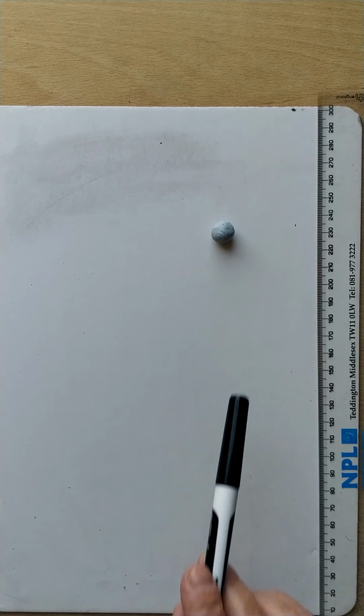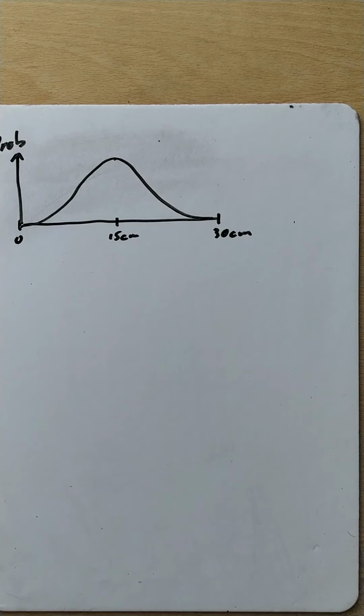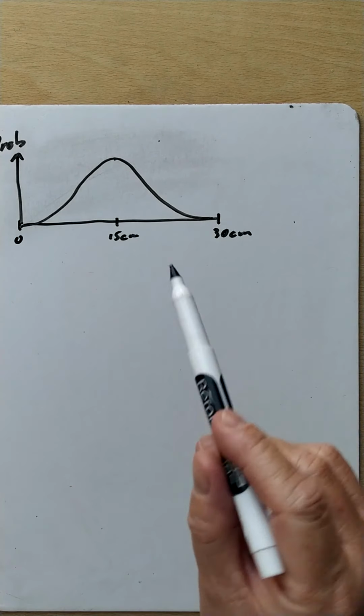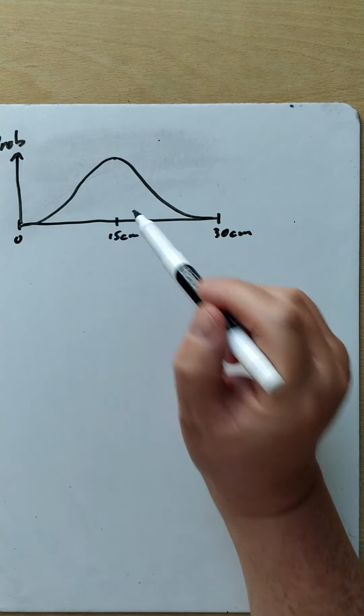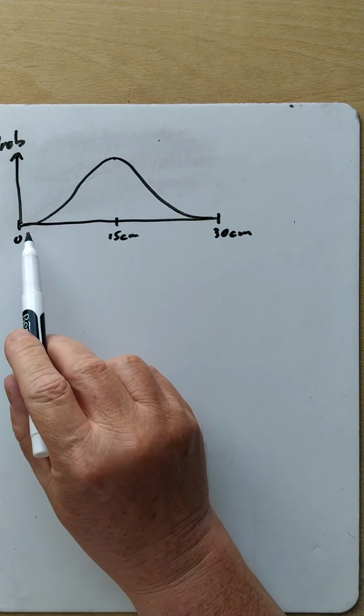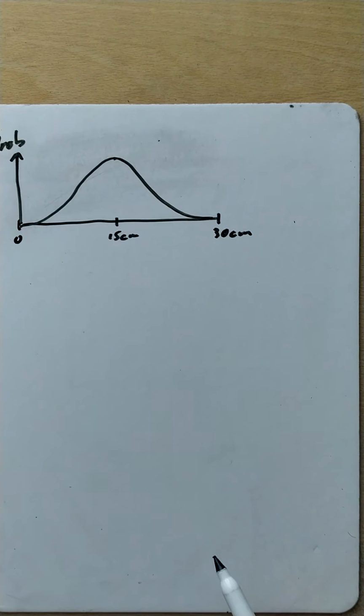Positions near the 15 centimetre mark are probably more likely than positions at the ends. So the probability distribution of landing in a particular position is going to look something like this. There's going to be a high probability of landing somewhere near the middle of the table and a relatively low probability of landing at the end somewhere.